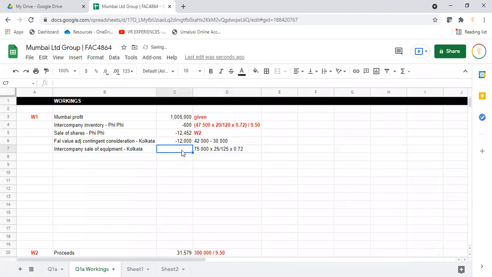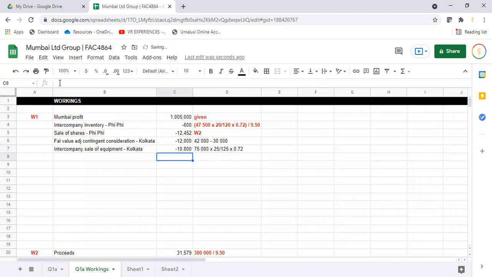So all I'm going to do over here is say equals 75,000 times 25 divided by 125 times 0.72. But remember, it's an unrealized profit, so we want to remove it. Therefore we say minus.